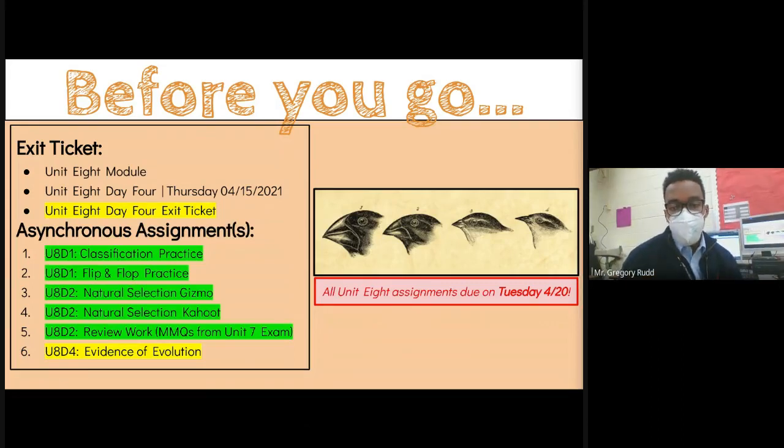Knock out the exit ticket. We've got 5 minutes left. That's plenty of time to do the exit ticket. There is an assignment. It's called Evidence of Evolution. It's also pretty quick. I think it'll take you 10 minutes. So if you've got time during hawk time, I would knock that out as well, just so you don't have to worry about it going forward.